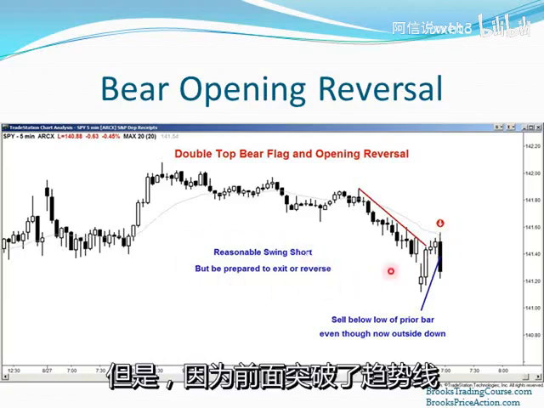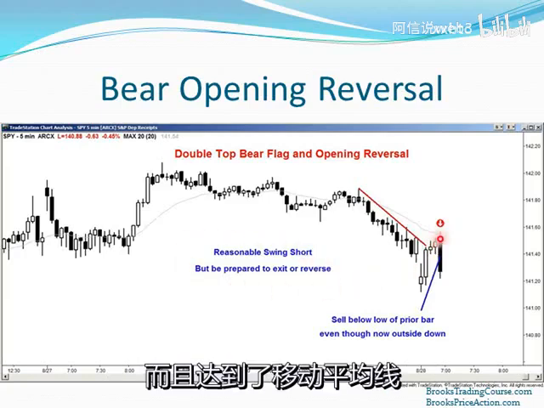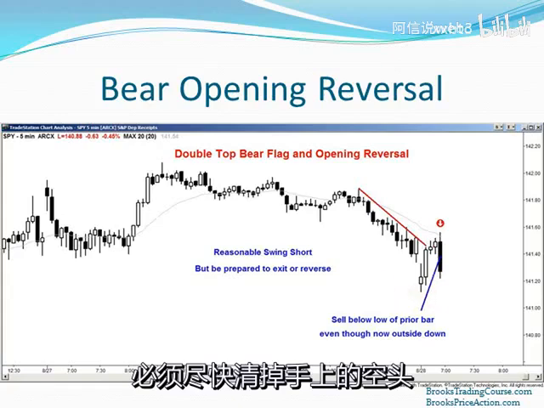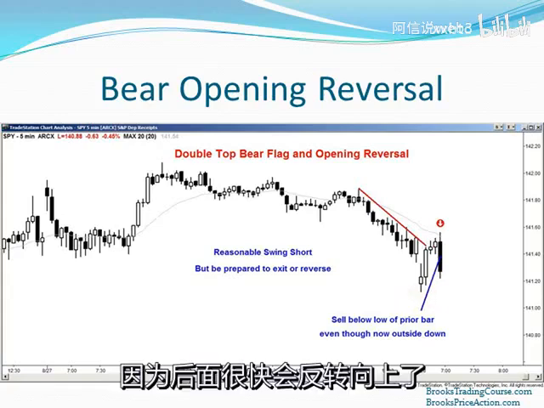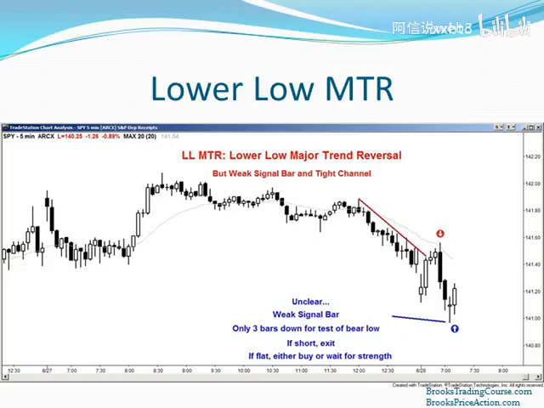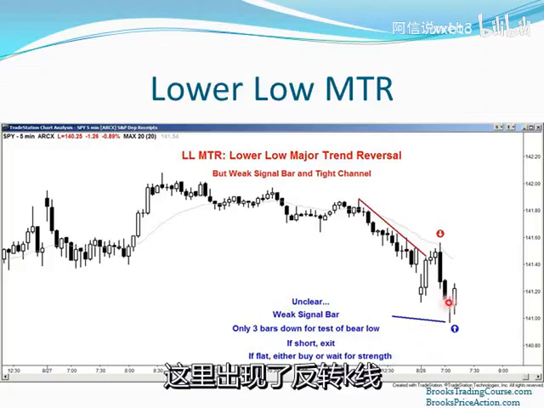However, given that we broke above the trend line and we hit the moving average, we may end up getting a major trend reversal down here, so the bears would have to be pretty quick to get out of shorts if we start to reverse up. Alright, so what do you do at this point?